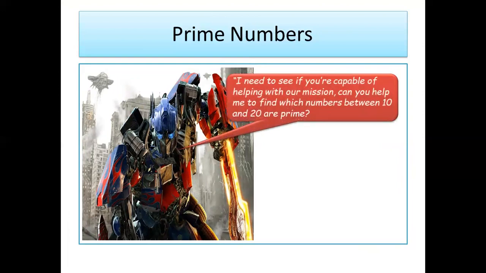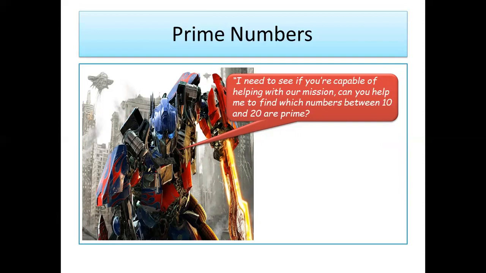I need to see if you're capable of helping with our mission. Can you help me to find which numbers between 10 and 20 are prime? Oh, yes, of course, we can help you. We start with 10. 10 is divisible by 2 and 5, so it's not a prime. Plus, it's an even number. And we agreed that prime numbers are always odd numbers except for 2.